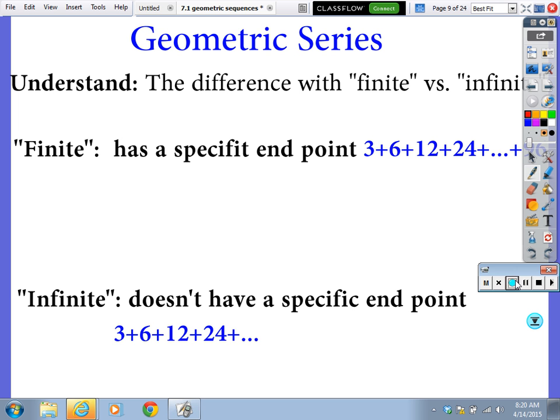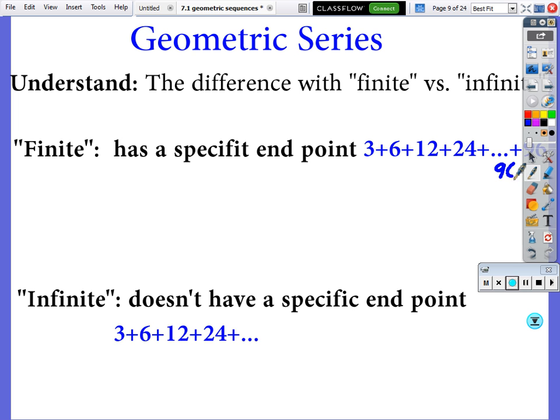So for example, you can't see it because my thing's covering it up, but I had plus 96 at the end here. So notice finite means you can see the end of the series. Looking at this geometric series, notice our ratio is 2. We're multiplying by 2 each time to get from one term to the next. Once again, it's a series because instead of having a comma right here, it's an addition sign. So we could add up all these numbers: 3 plus 6 plus 12 plus 24 plus ... that means whatever's in between, plus 96.